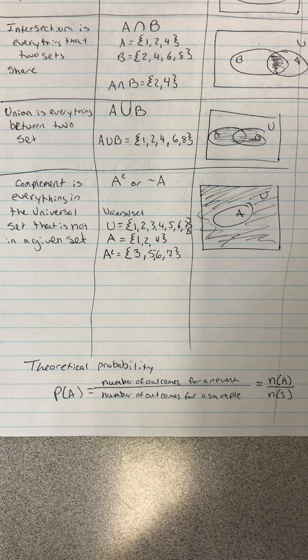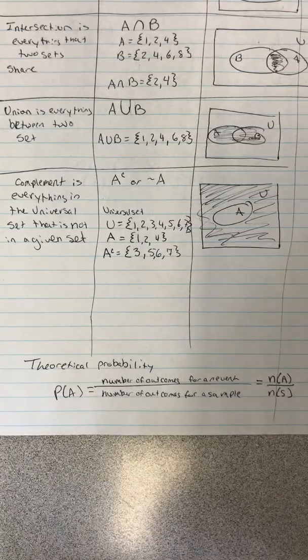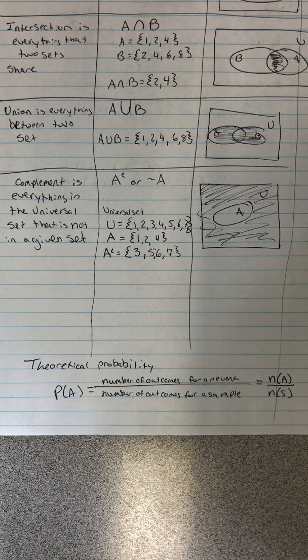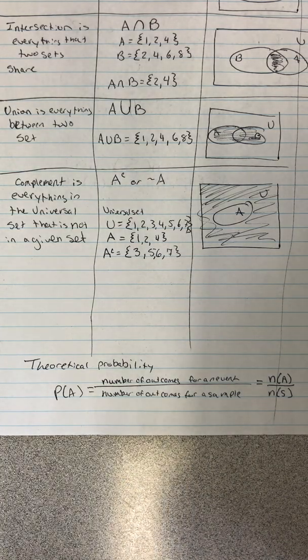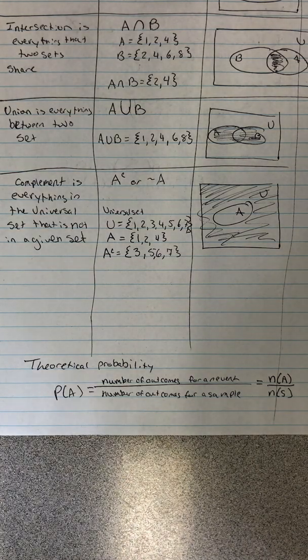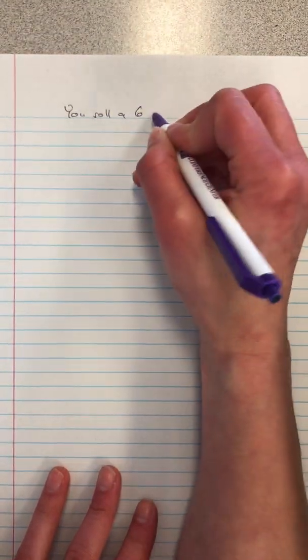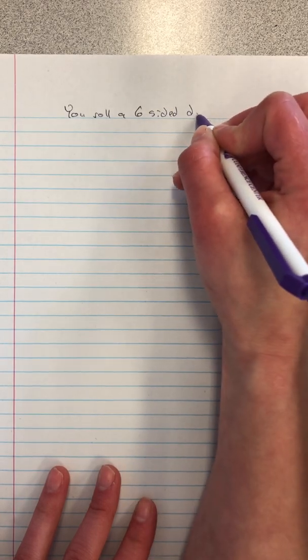So we're going to work on a few problems that are looking for theoretical probability, and then you are to do your work for today. So let's start with a given example. Let me get another piece of paper. You roll a 6-sided die. I'm going to write that. You roll a 6-sided die.